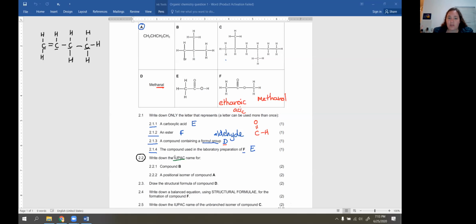Now, when it asks for the IUPAC name here, it wants a positional isomer of compound A. So basically, it wants us to look at compound A, but change the position of the functional group before we write down the name. All right, I'm going to pause sharing and give you a chance to quickly do that.